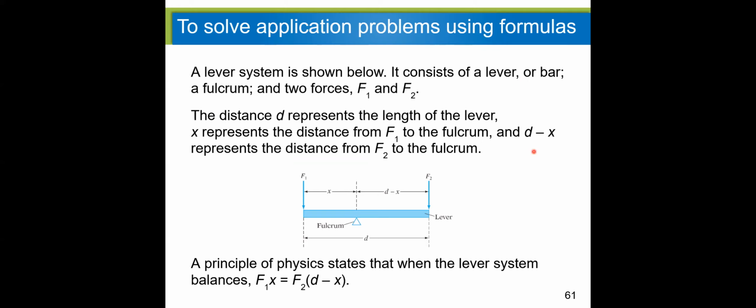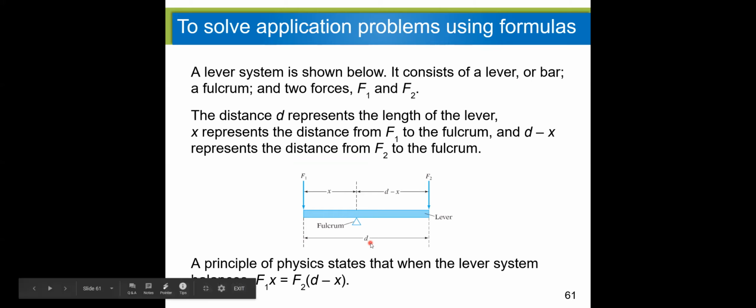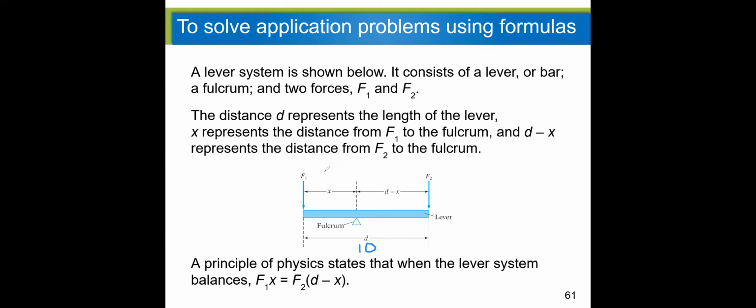Essentially, the X is how far you are away from the fulcrum. If the total distance here is, say, 10 meters, and you put the fulcrum 4 meters from F1, then over here would be 10 minus 4, which is 6, right? If this is 10 meters, and you place the fulcrum 4 meters from yourself, the other side is 6, or 10 minus 4.